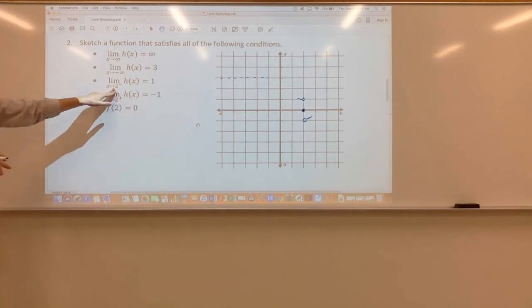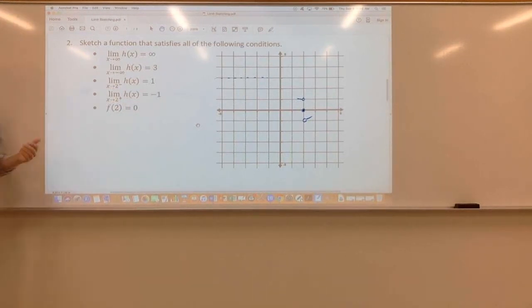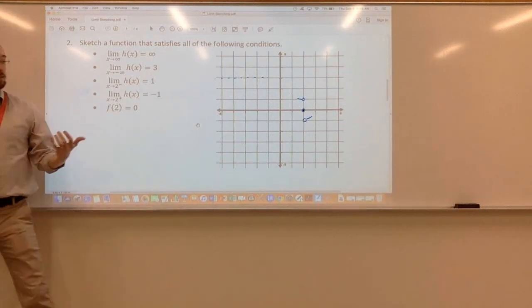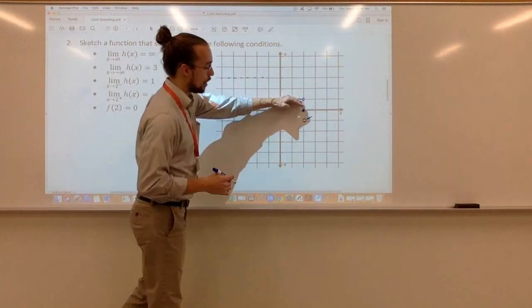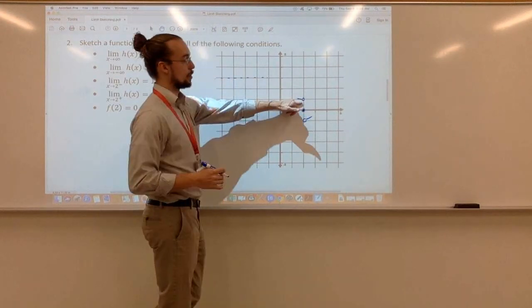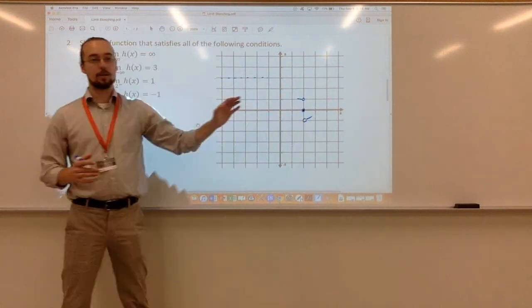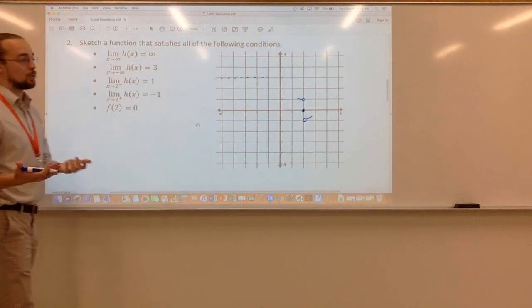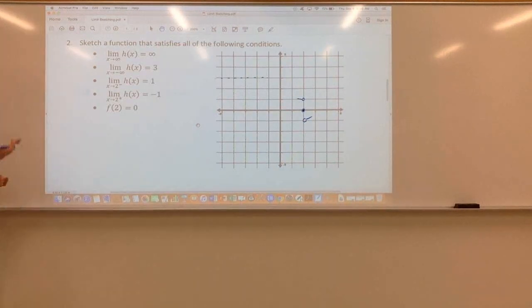This piece, as x approaches 2 from the left, says I'm going to a y value of +1. Right? So here, I know I'm coming from the left, going up here. Again, I don't know what's going to happen over here yet, so I'm just going to sketch in a tiny little piece going to 2 from that direction.